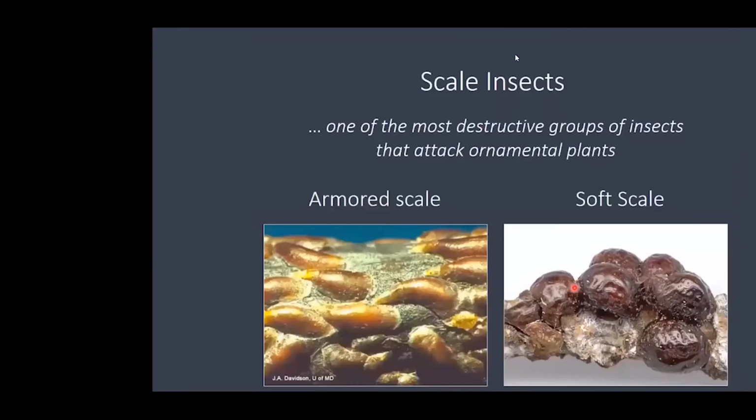So a little bit about scale insects. To me, I'm an entomologist, and these still just look like little boogers. But they're the most destructive group of insects that can attack our ornamental plants. And so just for our master gardener knowledge here, and my own knowledge, I identify them based off armored scale or soft scale. And so the big difference is one produces that honeydew and one doesn't produce that honeydew.